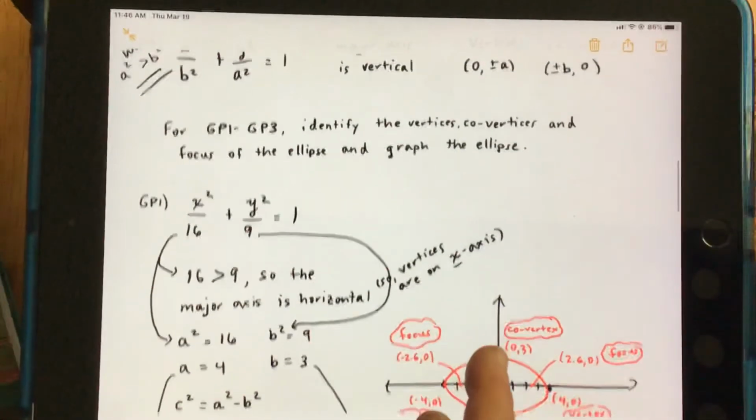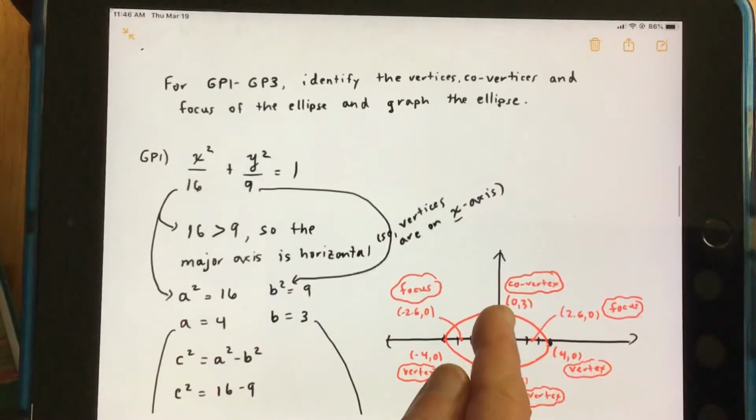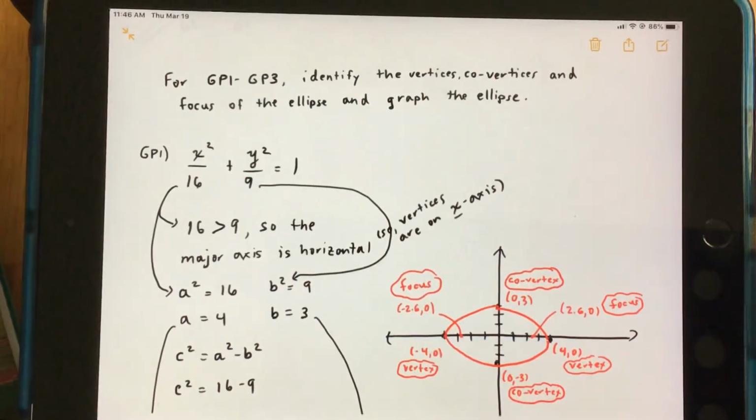For guided practice 1 through 3, we're going to do the same thing for all of them. We're going to identify the vertices, the covertices, and the foci of the ellipse, and we're going to graph that ellipse. So I'm going to take you actually to the graph first so you can get an idea of what we're doing, and then we'll go back and show how we find all of that information.